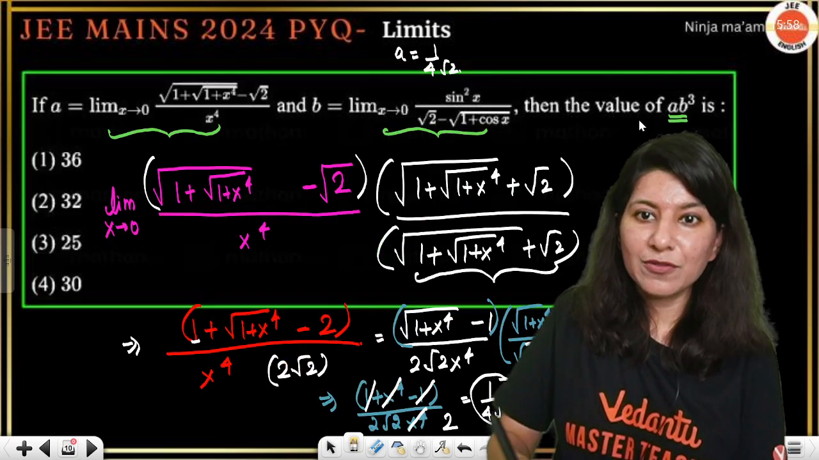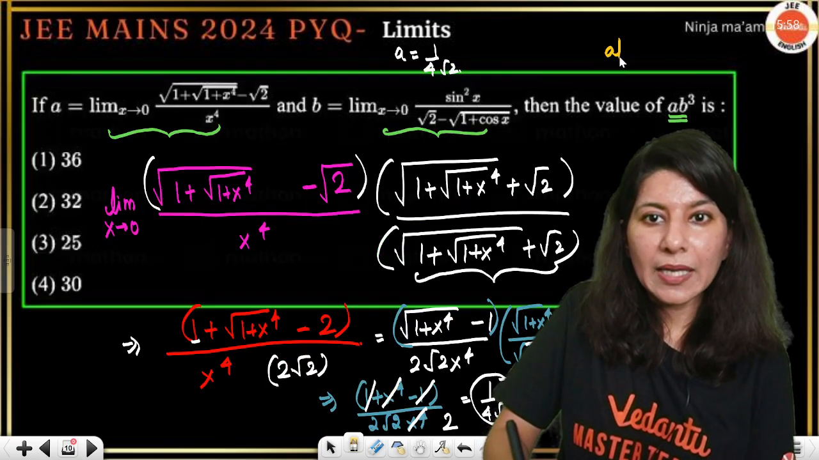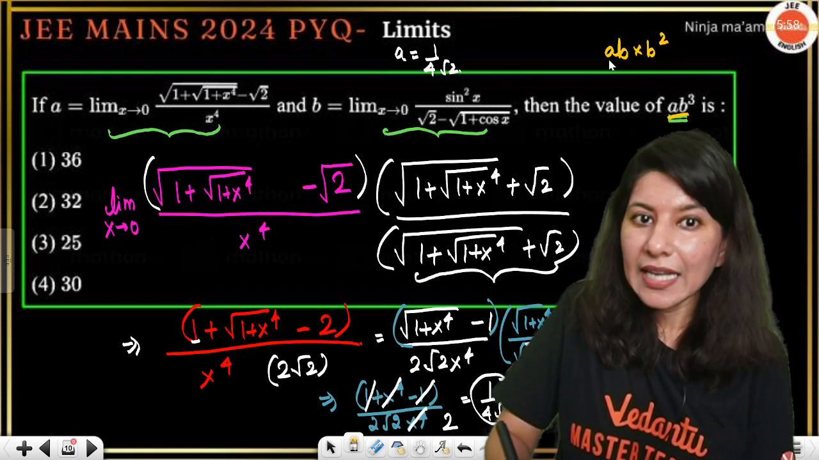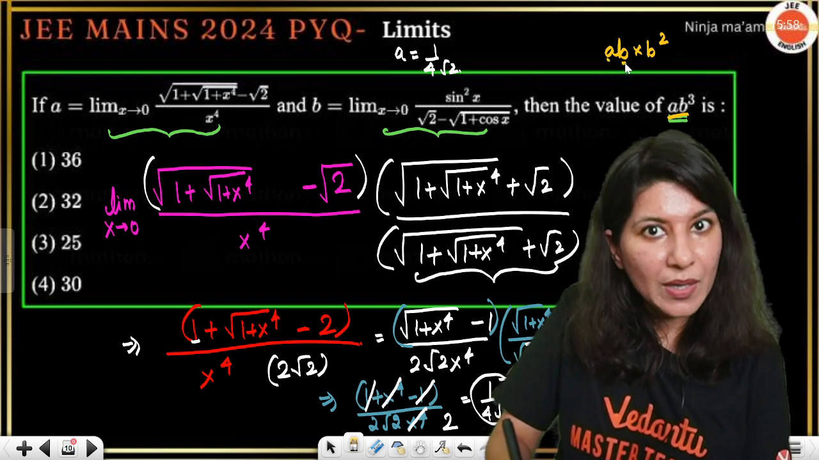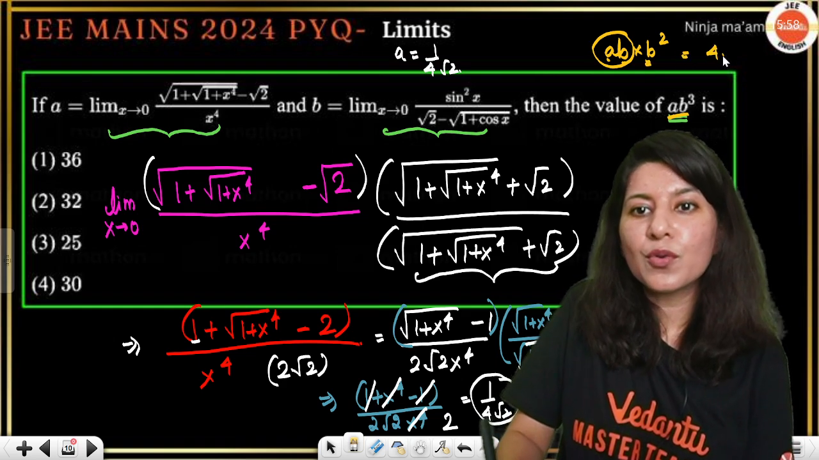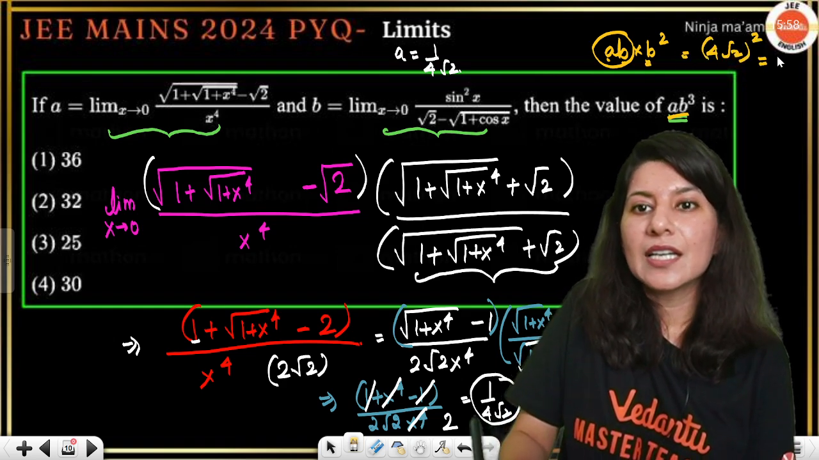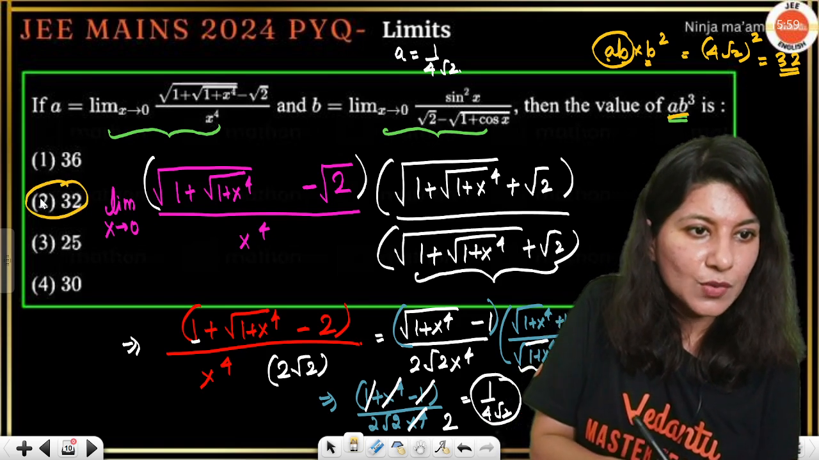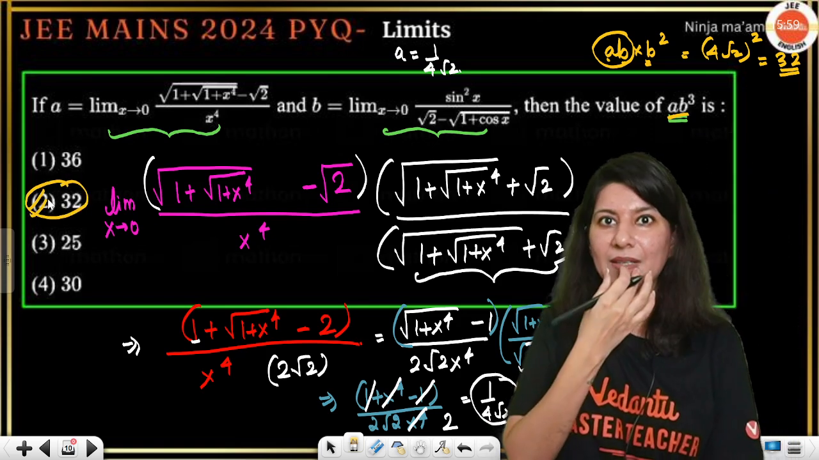A is 1 by 4 root 2. Okay. So AB cube, can I write, is AB into B square. A is 1 by 4 root 2. B is 4 root 2. So this will be 1, and into B square. So 4 root 2 square will be my answer. 16 into 2, 32 will be the exact answer of this question. Option B is absolutely right.